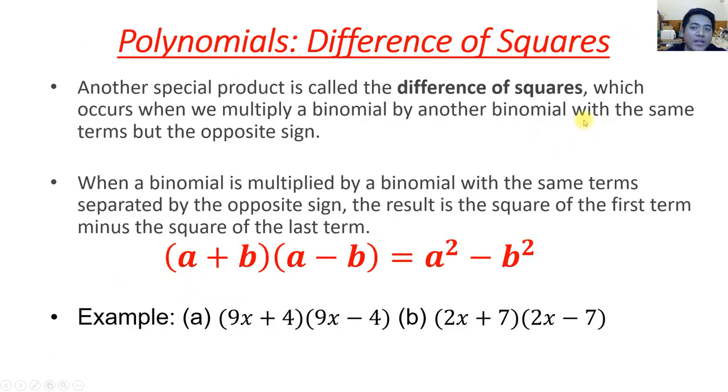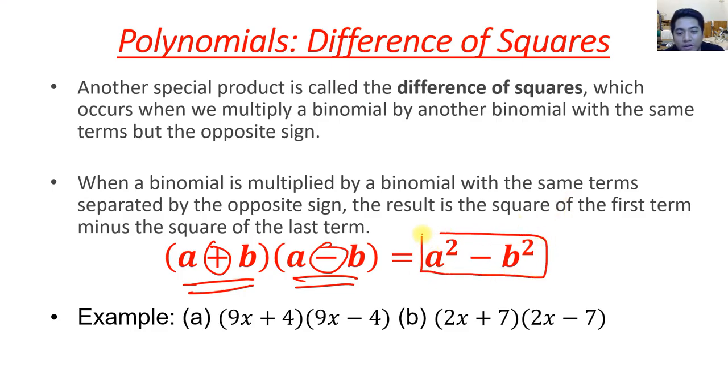So we also have the difference of squares, another special product. For example, we have two binomials being multiplied. The only difference is that the first has a plus and the second has a minus. Therefore, if we have this type of difference of squares, it simply reduces to a squared minus b squared. The result will be a squared minus b squared.